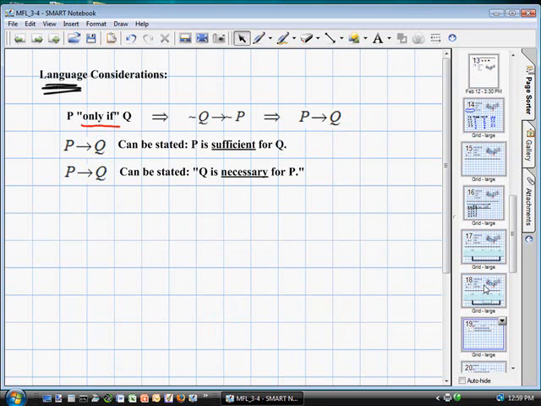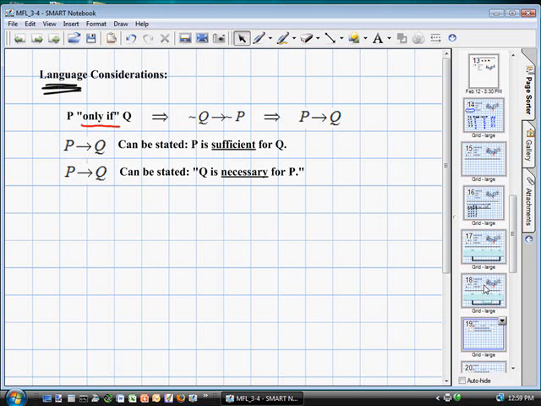Now, we've got some language considerations I need you to think about. There are some words that we're going to use that you need to latch onto. One of them is the little phrase, only if. You're going to see a few problems that have this in them. So for example, P only if Q. Or, like, I get out of work before 5 o'clock only if I buy the bread. Whatever the P and Q are.